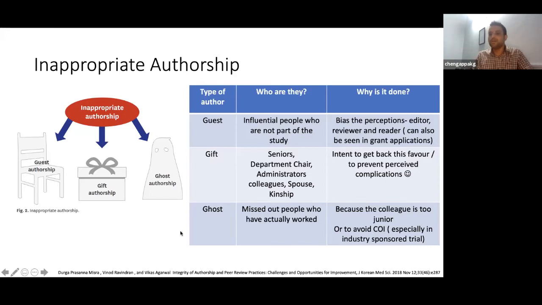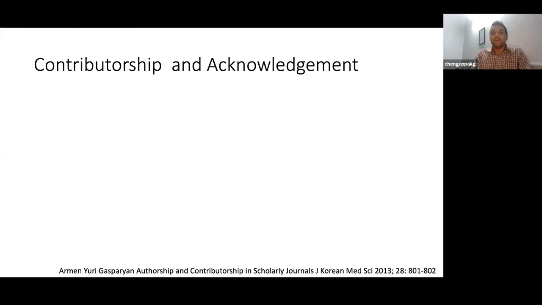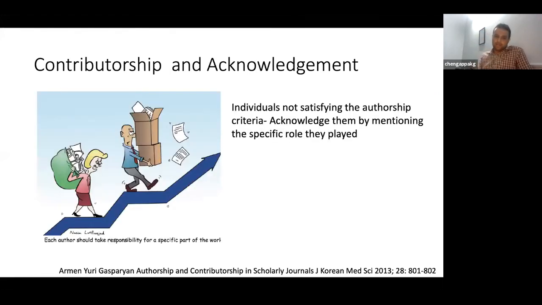Because the colleagues are too junior, usually they are left out, or to avoid conflict of interest, especially in industry-sponsored trials. So the better way some of them are arguing is we have to attribute the work done by each author in a journal. So you just say that this person has done the laboratory work, this person has done the statistical work, and so on.